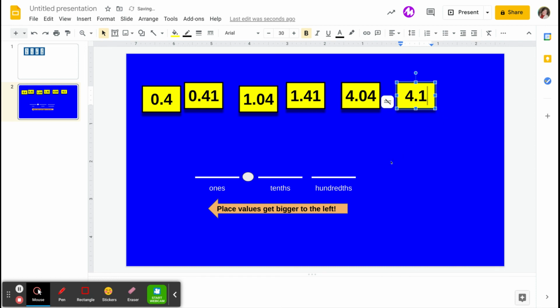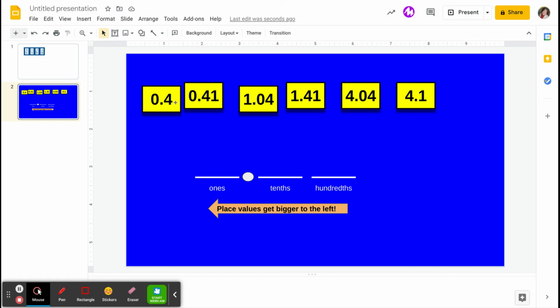All right, friends. So this is the correct order for the decimals that are in question number 3. 0 and 4 tenths, 0 and 41 hundredths, 1 and 4 hundredths, 1 and 41 hundredths, 4 and 4 hundredths, 4 and 1 tenth. All right, time to go try that question again and see how you do. Remember, you can always watch this video again if you feel like you need to think about this some more. Good luck.